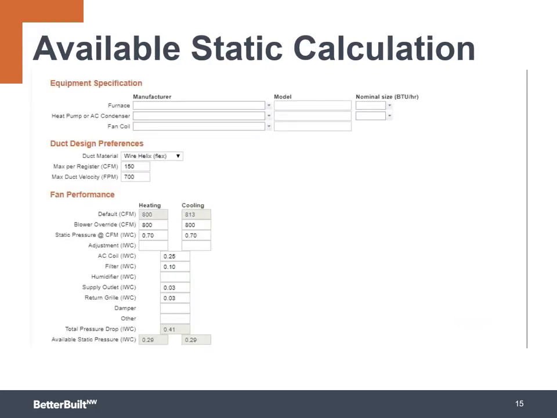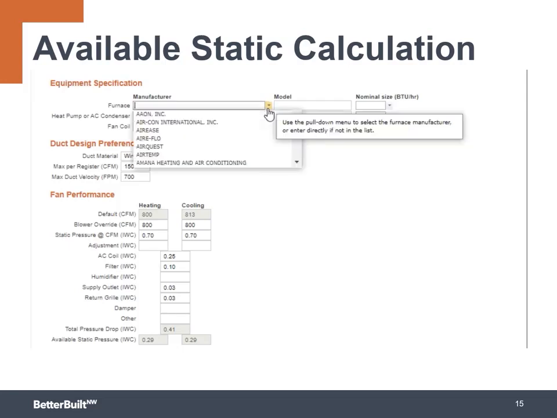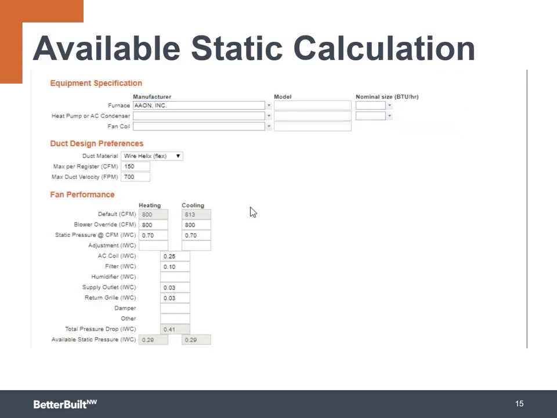The duct design process begins on the System tab. It's at the bottom of the tab, and the first question we have to ask is equipment specification. If you don't want to enter anything, that's fine. It's primarily for record-keeping purposes. There's a wide range of manufacturers. You can keep track of serial numbers. The real work begins underneath, in the duct design preferences.